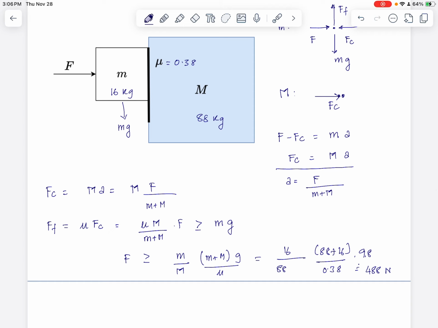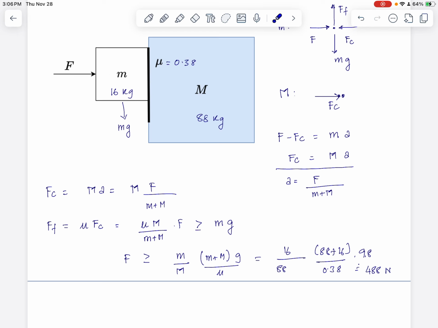The interesting thing here is that if you apply a force greater than about 488 newtons, then the first block will not slide against the second block. The important thing to understand is that the second block is free to move. There is no friction on the big block when it rests against the ground, but there is friction between these two blocks. That's what you're trying to take advantage of to prevent this block from sliding downwards.